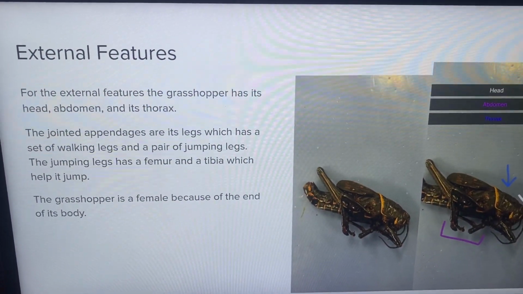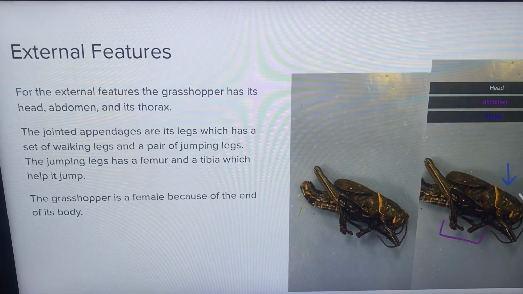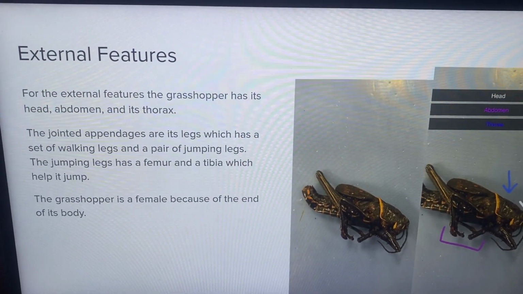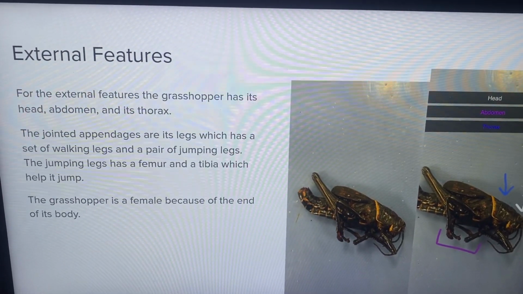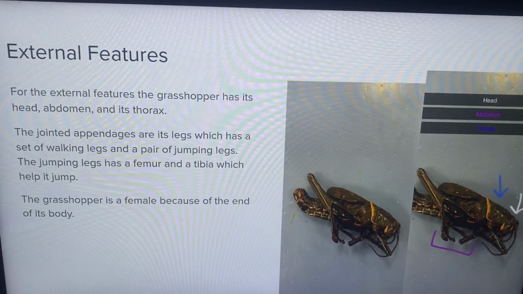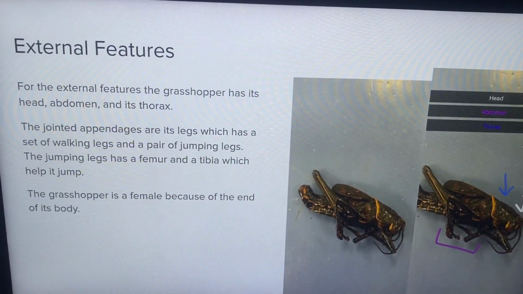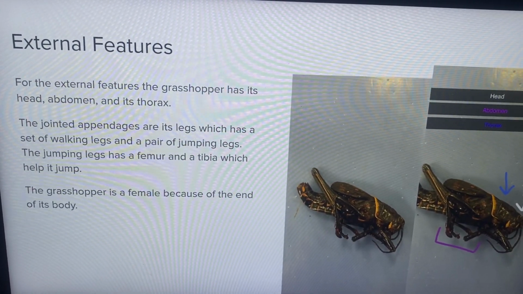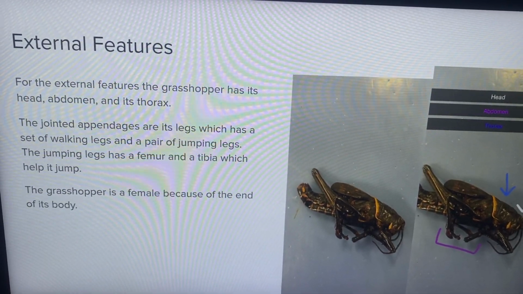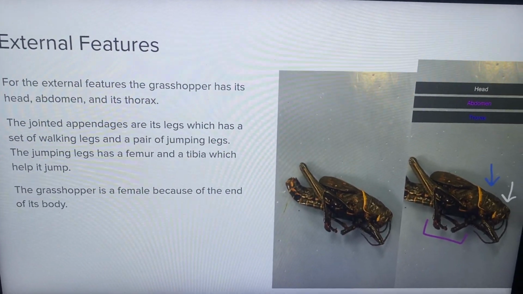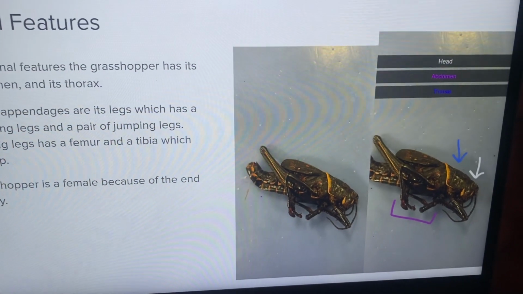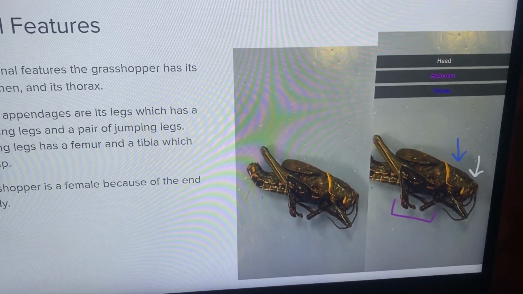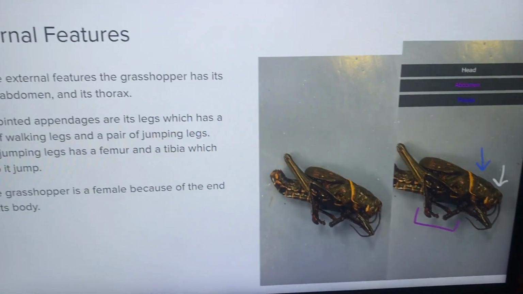Alright, so for the external features, the grasshopper has its head, abdomen, and its thorax. The jointed appendages are its legs, which has a set of walking legs and a pair of jumping legs. The jumping legs have a femur and a tibia, which helps it jump, and you can see over here the little picture of it. I apologize for the bad quality.